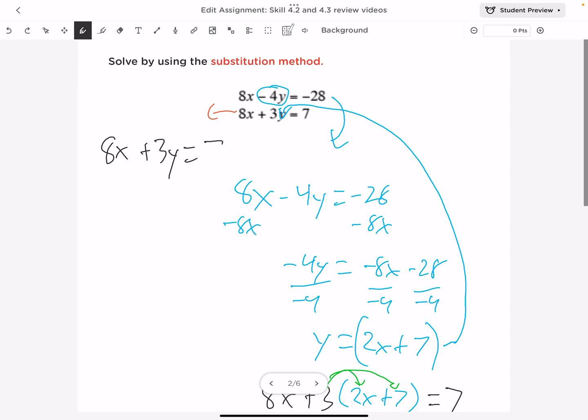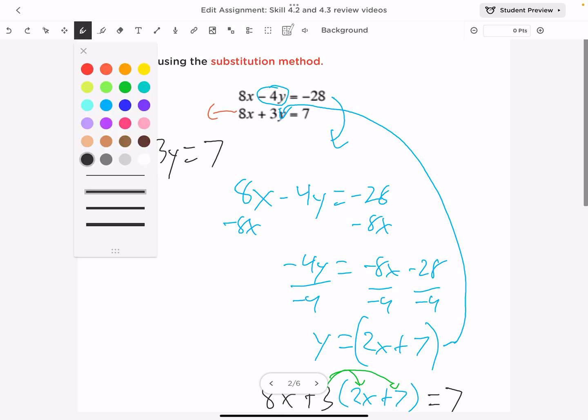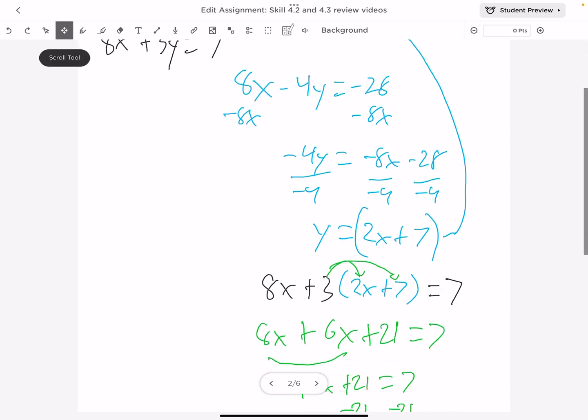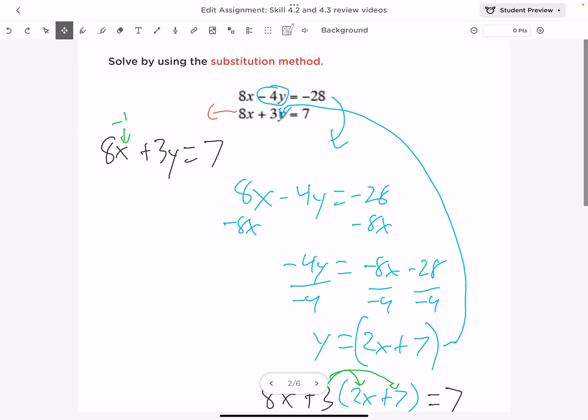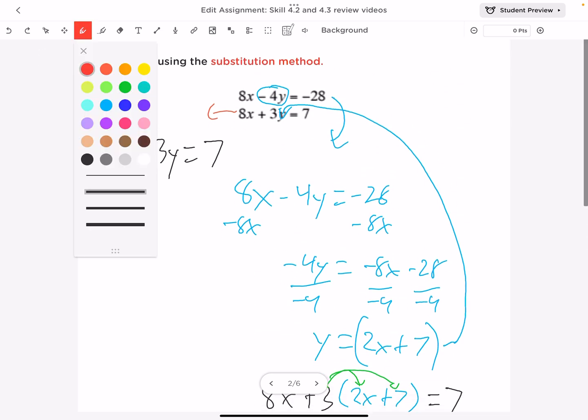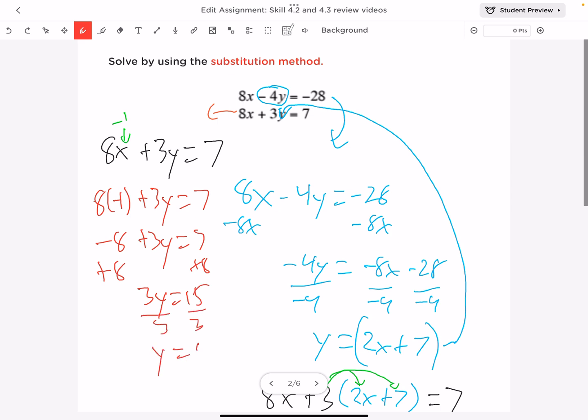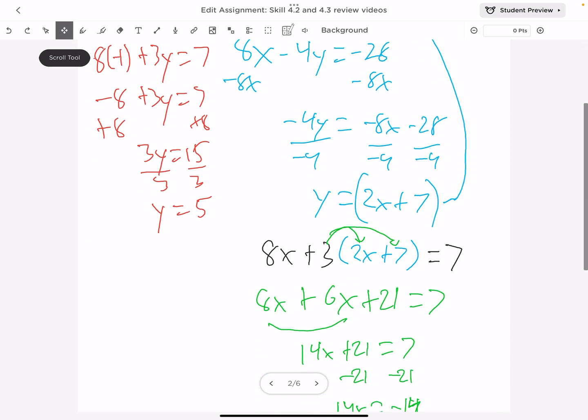So I would do 8x plus 3y is equal to 7. We're dropping in -1 into our x and solving for y. So this becomes 8 times -1 plus 3y is equal to 7. -8 plus 3y is equal to 7. Plus 8 on both sides, 3y is equal to 15. Divided by 3, divided by 3, y is equal to 5.